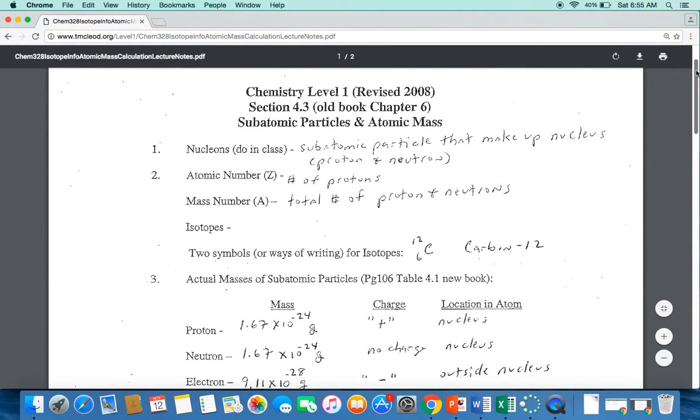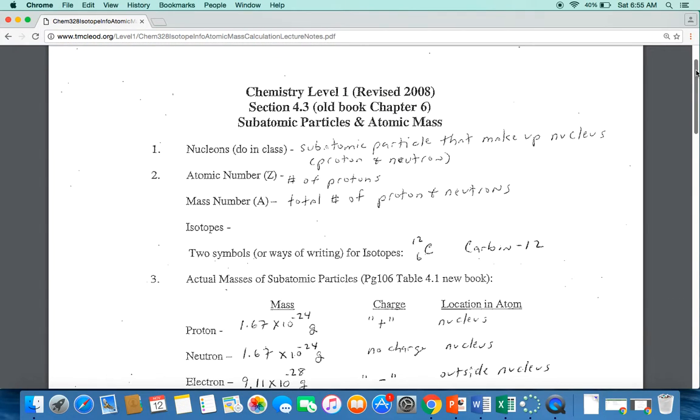So, getting right to it, as we talked about in the other video, there is no such thing as an element. Each element is actually made up of a series of isotopes. Now, an isotope is an atom of the same element, but with a different mass. And the mass difference comes in the number of neutrons.